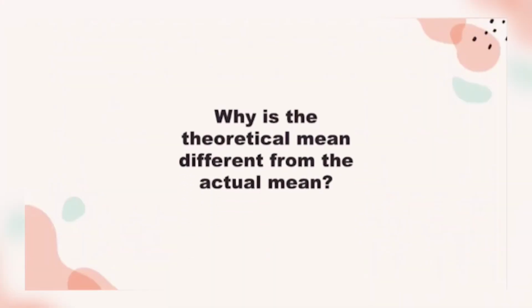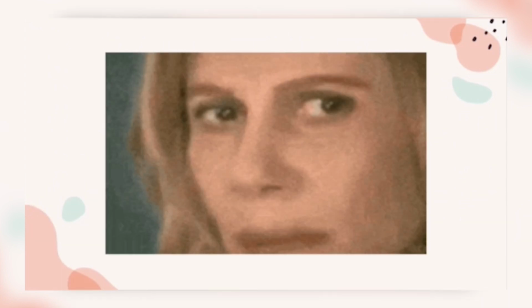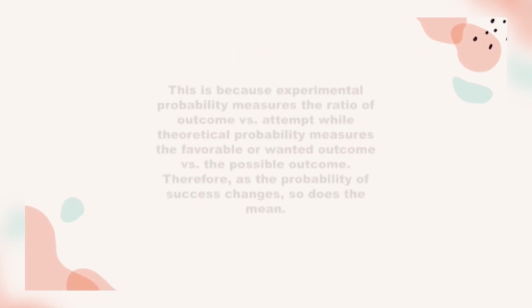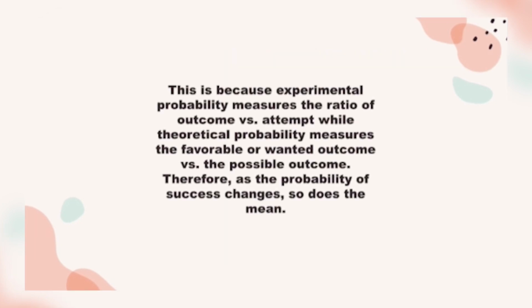Why is the theoretical mean different from the actual mean? This is because experimental probability measures the ratio of outcomes versus attempts, while theoretical probability measures the favorable or wanted outcomes versus the possible outcomes. Therefore, as the probability of success changes, so does the mean.